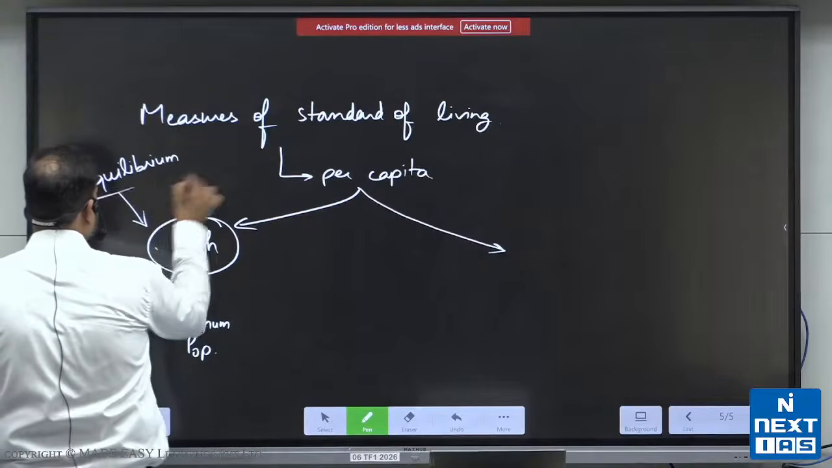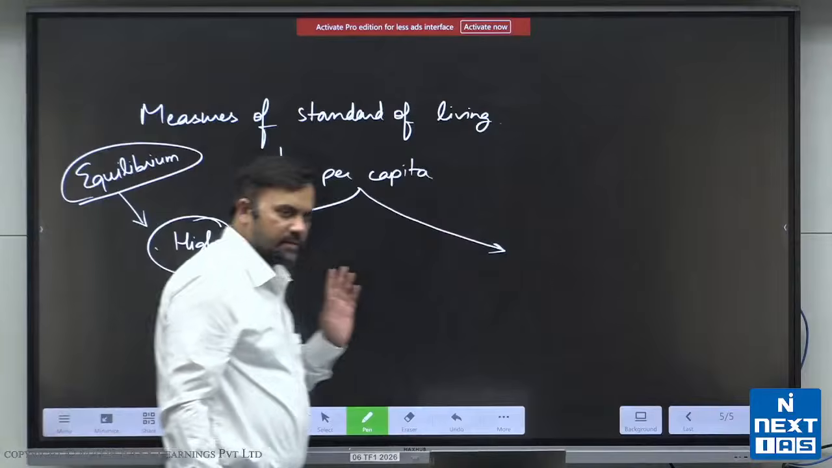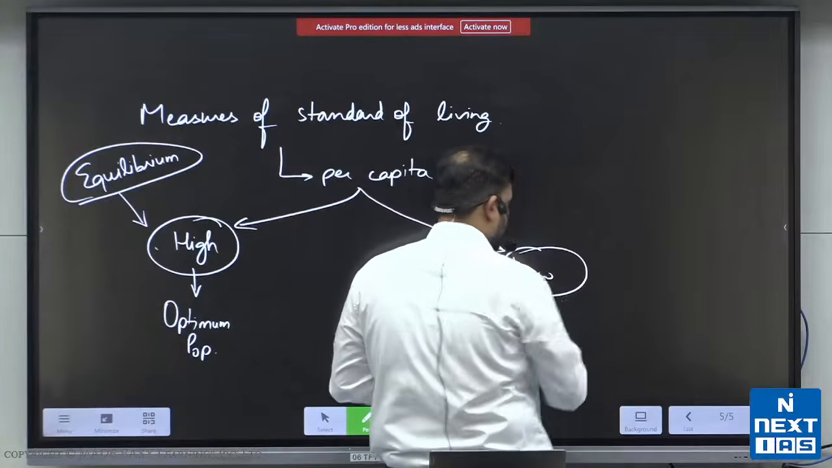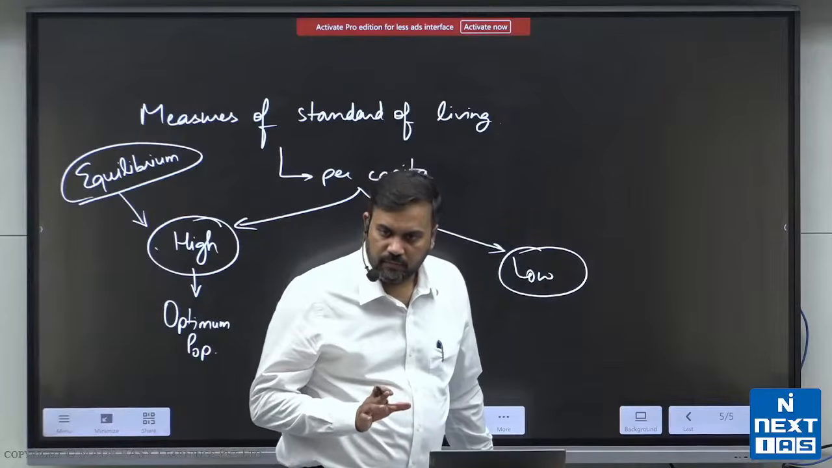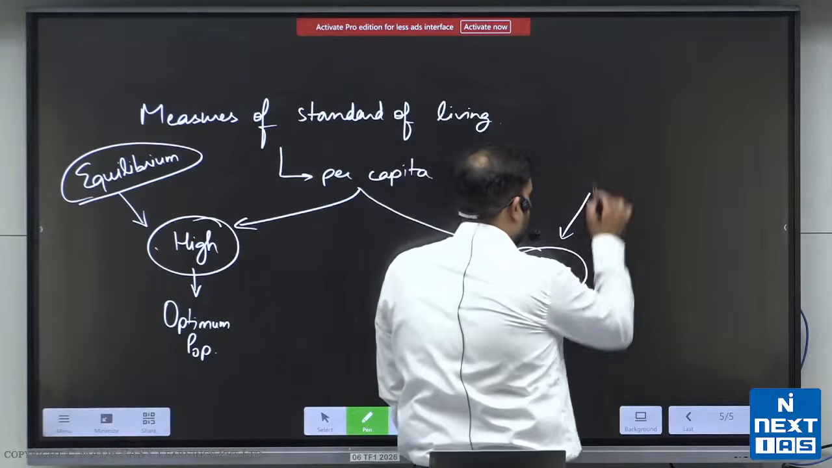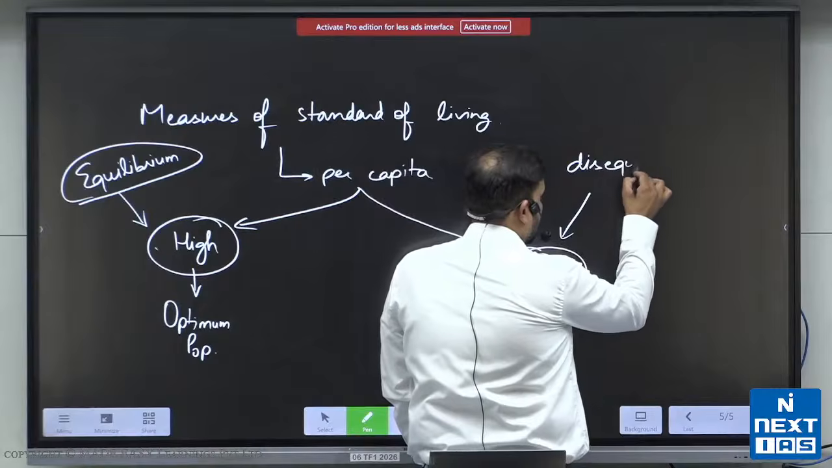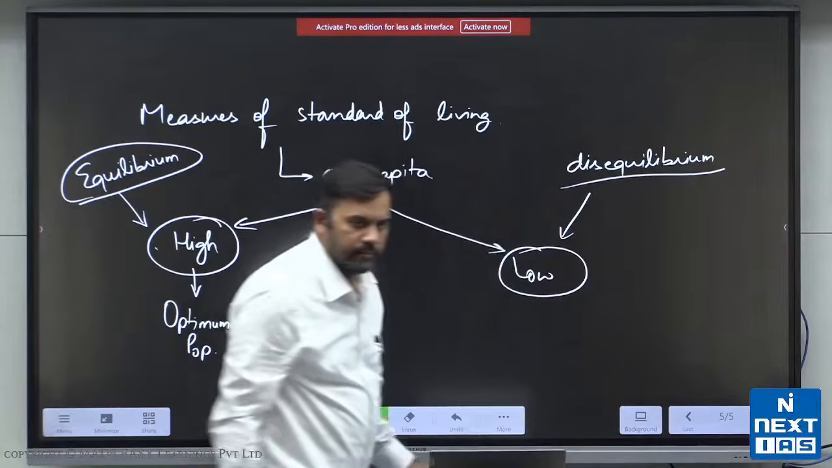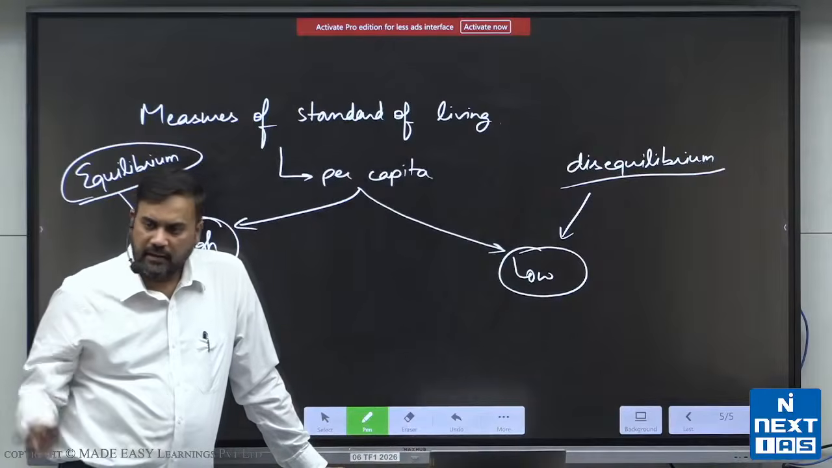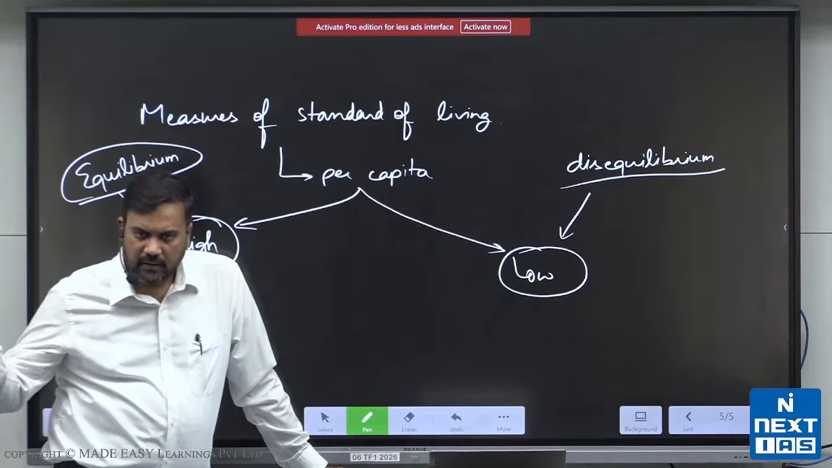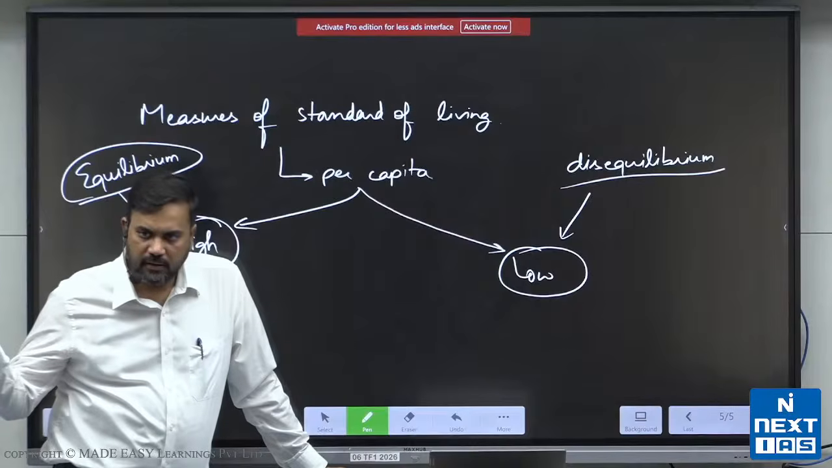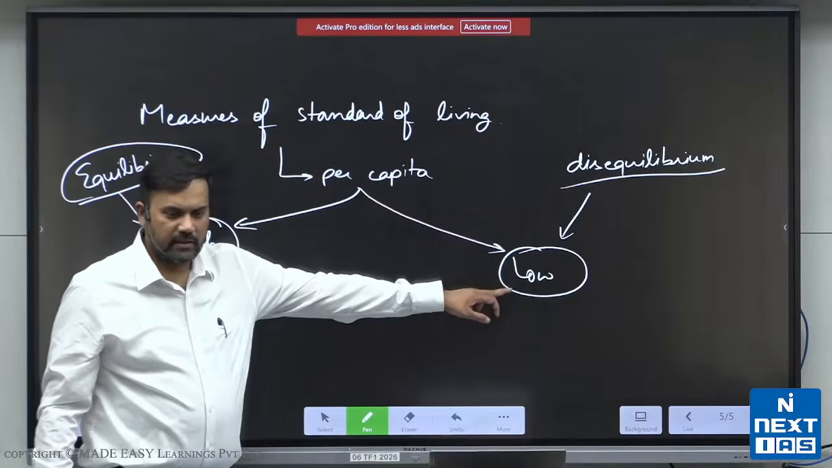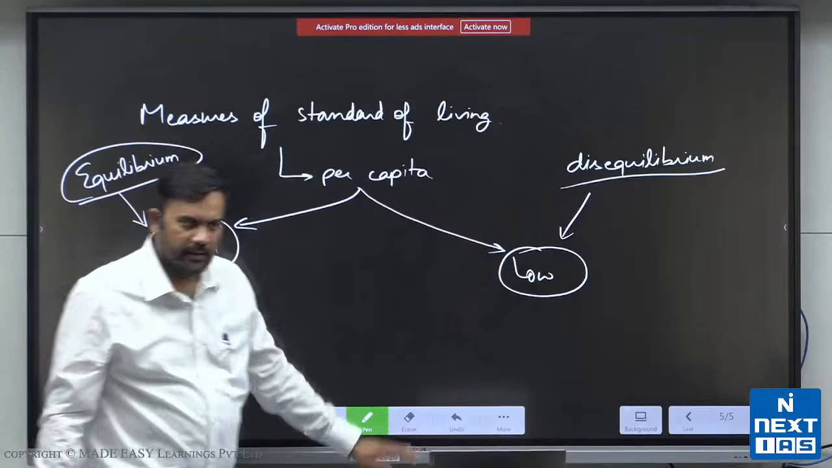Equilibrium. That means balance. On the other hand, can you understand, if it is low, there is basically what? Disequilibrium. So there is disequilibrium. ठीक है? यानी कि इधर या तो पॉपुलेशन ज़्यादा है या फिर रिसोर्सेज ज़्यादा हैं. So there is some kind of disequilibrium there. डिसइक्विलिब्रियम के केस में हमेशा स्टैंडर्ड ऑफ लिविंग क्या हो जाएगा? लो हो जाएगा. ठीक है?